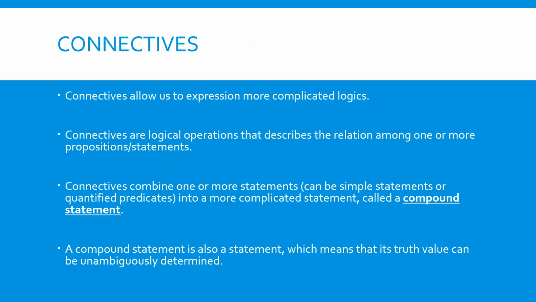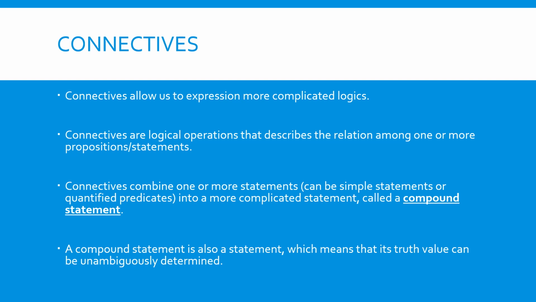Now, once we have the simple statements, we may want to express meanings that involve the relation among multiple statements. In this case, we use logical connectives to indicate the relation among multiple simple statements and then combine them into a more sophisticated statement with a richer meaning. The combined statement is called a compound statement. Note that a compound statement is also a genuine statement. It means that it also has an unambiguous truth value.